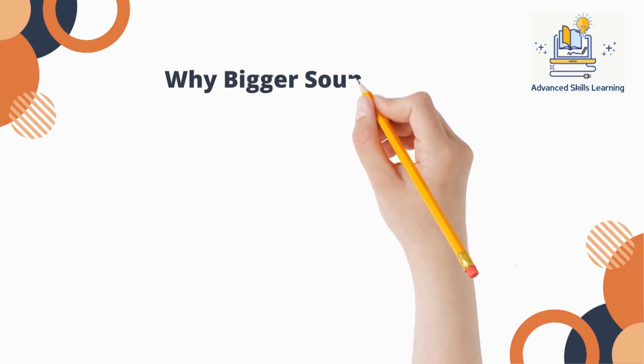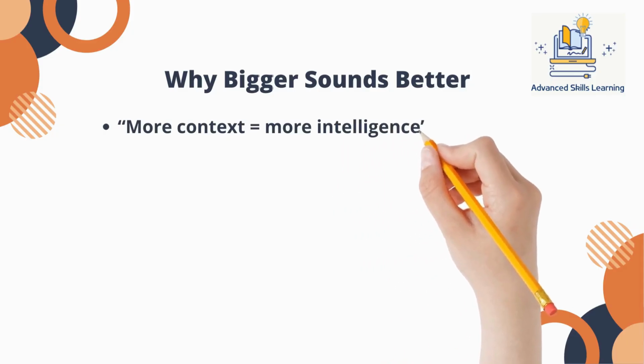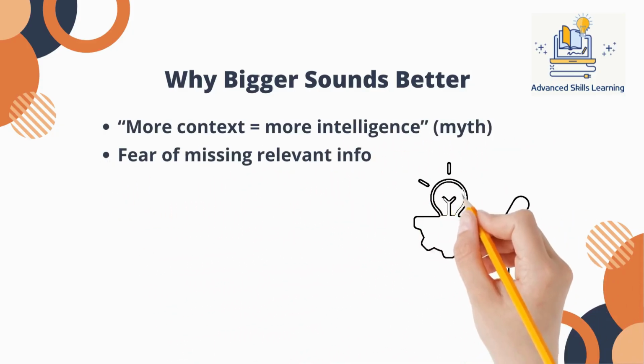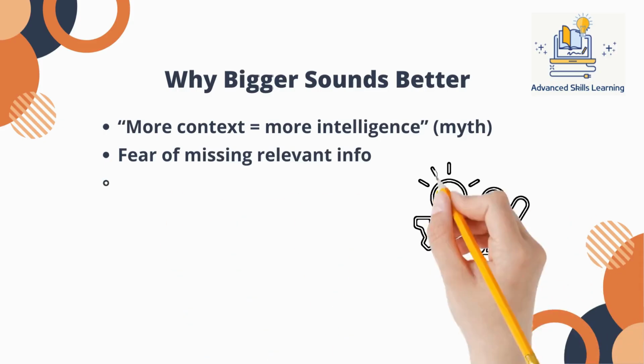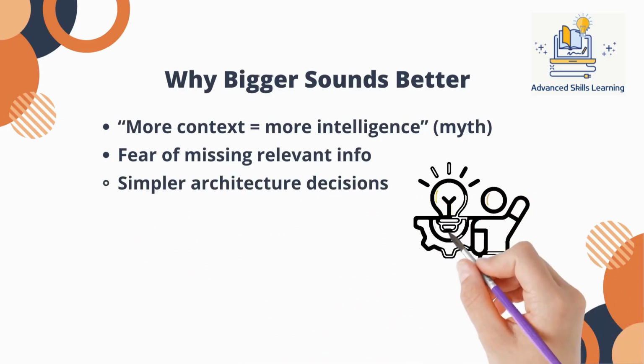One reason bigger context windows sound appealing is architectural convenience. Teams worry about missing important information, so they include everything, just in case. It feels safer to over-include than to risk leaving something out. Unfortunately, this mindset often backfires.